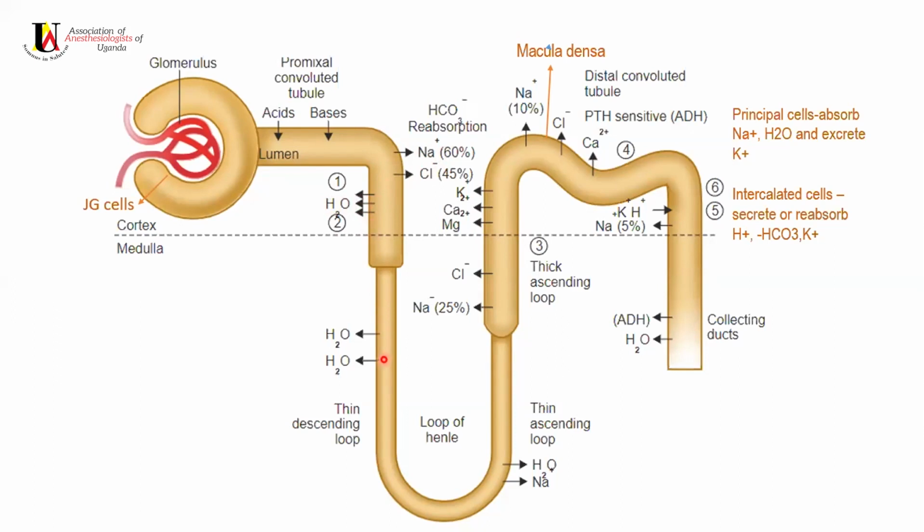The loop of Henle has three parts: the thin descending, the thin ascending, and then the thick. Now this part is almost impermeable to most things because of the low surface area for diffusion and also the low amounts of ATP being produced. As we go on to the thick ascending, reabsorption gets better. We have about 25% of sodium chloride being reabsorbed.